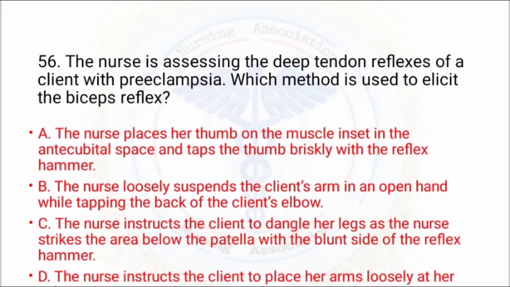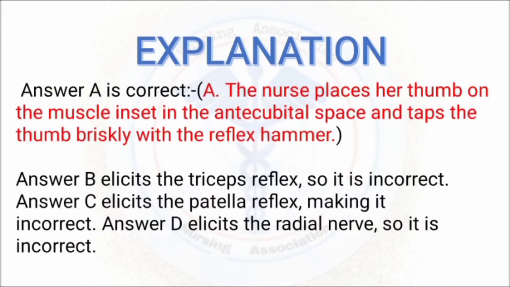So let's see the correct option, and the correct option is option A. The nurse places her thumb on the muscle insertion in the antecubital space and taps the thumb briskly with the reflex hammer. So let's see why this is correct. Answer B elicits the tricep reflex, so it is incorrect. Answer C elicits the patellar reflex, making it incorrect. Answer D elicits the radial nerve, so it is incorrect.